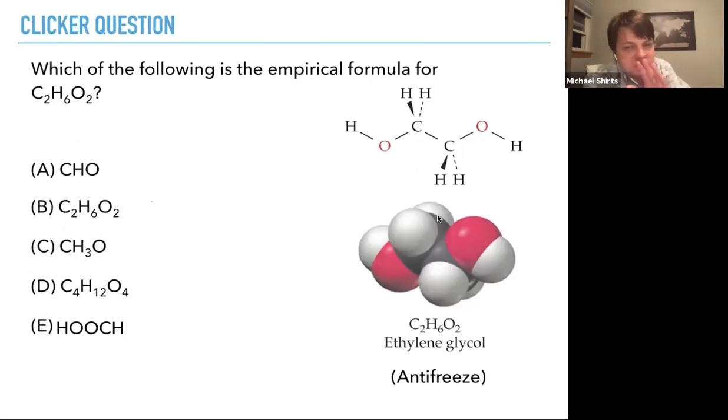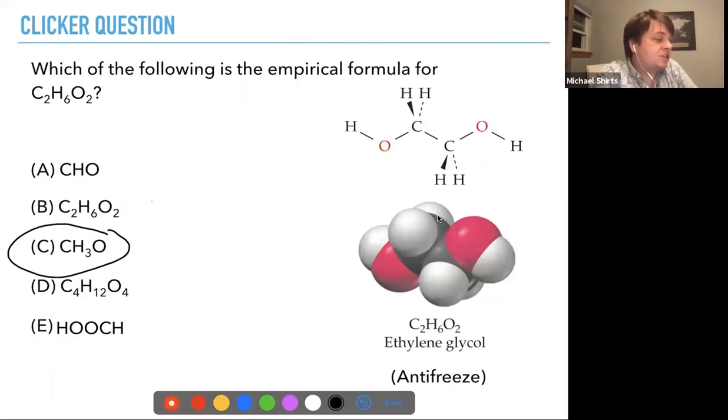So, just a quick quiz to make sure you're following. Which of the following is the empirical formula for C2H6O2? I'll pause. It's ethylene glycol, antifreeze, a useful, important chemical. Which of the following is the empirical formula? Okay, so the answer is C.